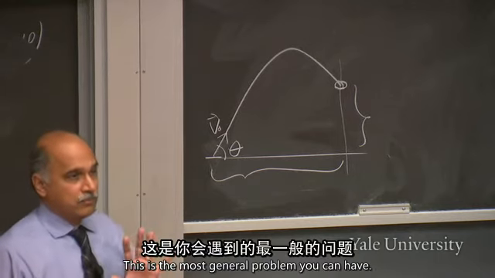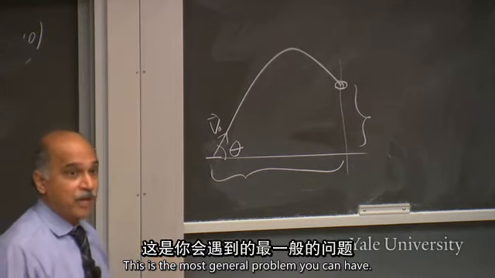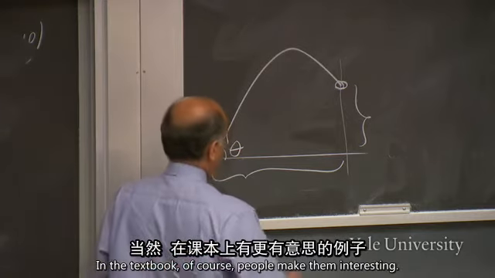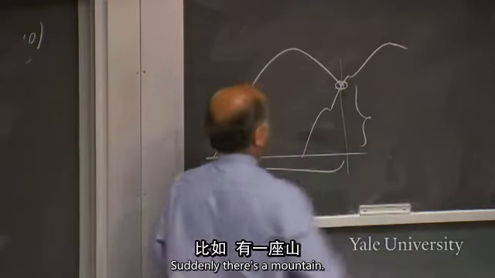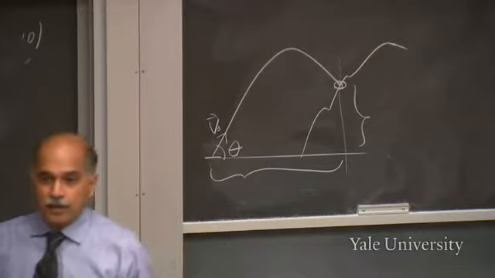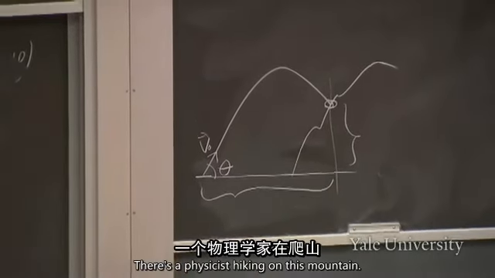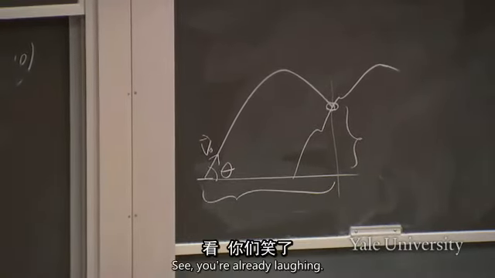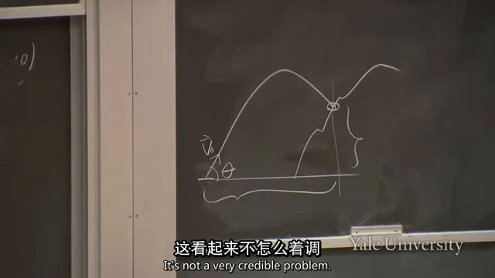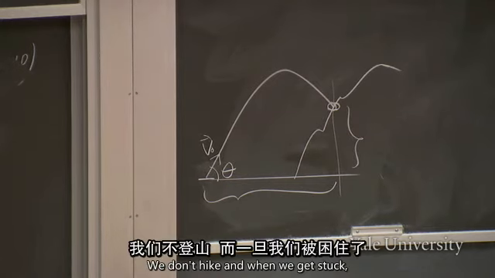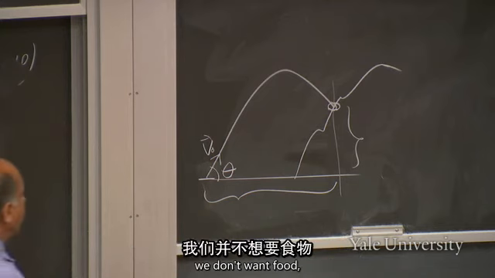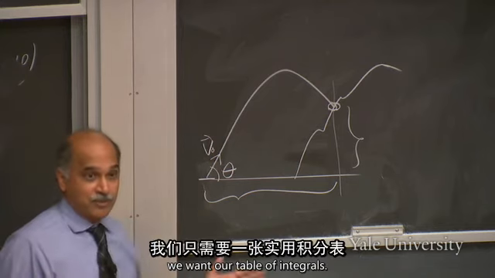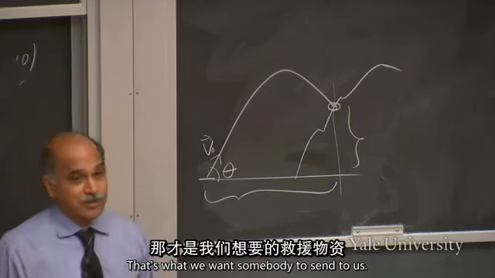This is the most general problem you can have. Now, in the textbook, of course, people make them interesting. Suddenly, there's a mountain and there's a physicist hiking on this mountain. See, you're already laughing. So this is not a very credible problem. We don't hike, and when we get stuck, we don't want food. We want our table of integrals, which is what we want somebody to send to us.